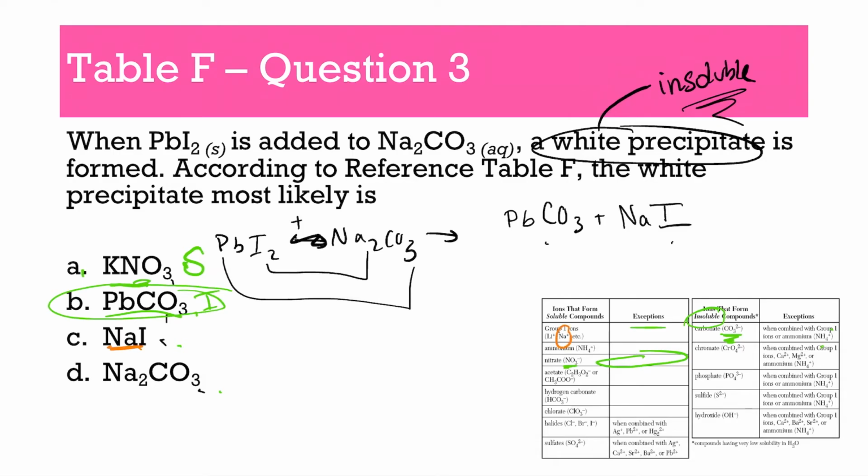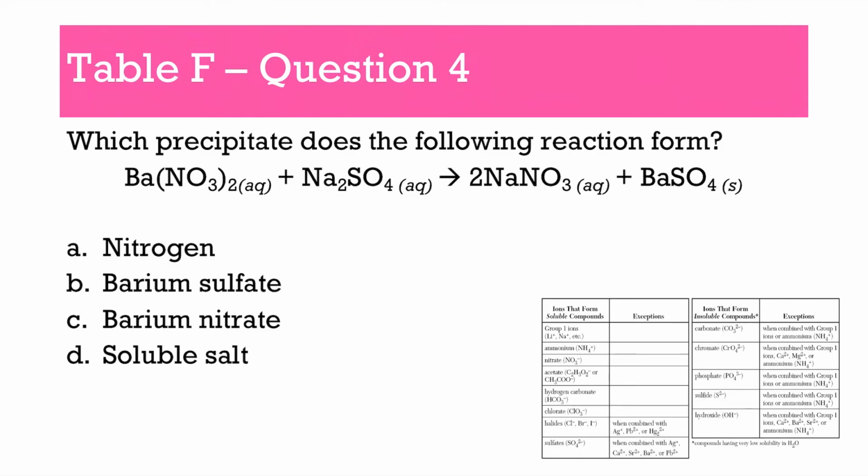Now you could also go back and check the other 2. Let's just do that. Na is in group 1, no exceptions, soluble. Again, Na, no exceptions, is soluble. If you look at it from the other end, CO3 is insoluble except when it's combined with group 1 or NH4. Na is group 1, so it's soluble. So again, you're looking for something that doesn't match the other ones.